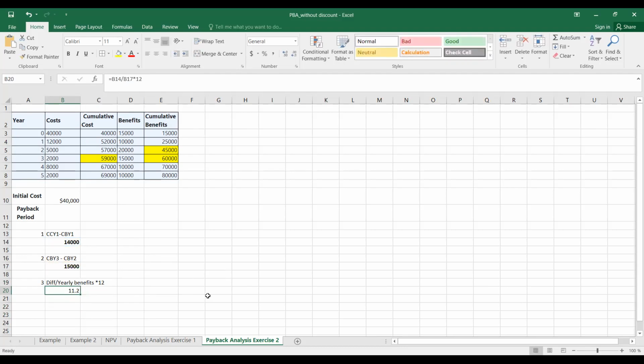So you get your answer as 11.2. This is months, by the way. Why months? Because you're multiplying by 12. Now, why 12? 12 months in a year.